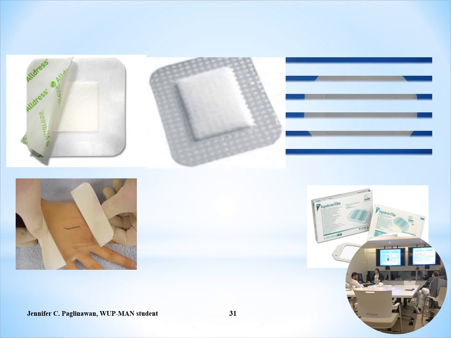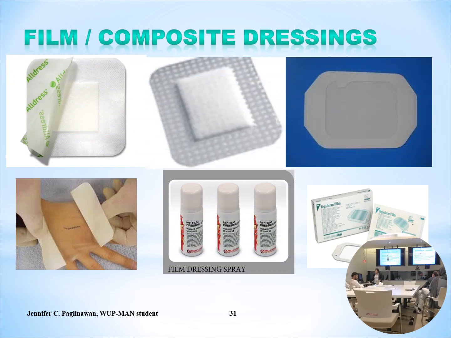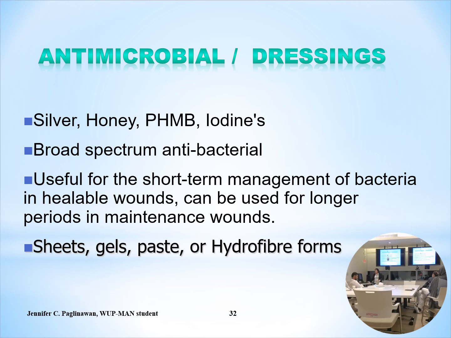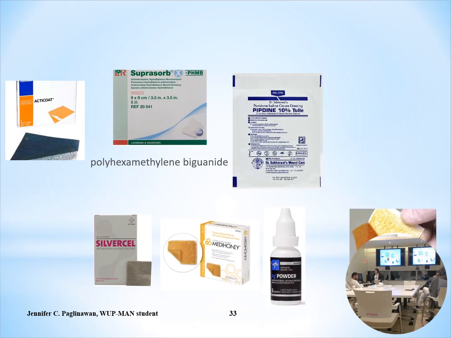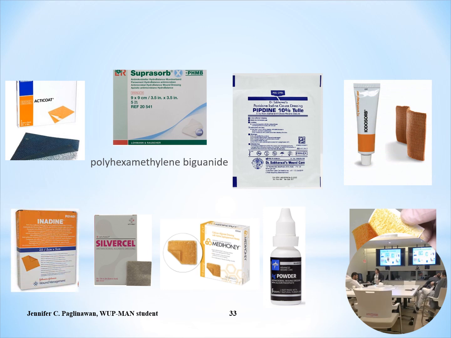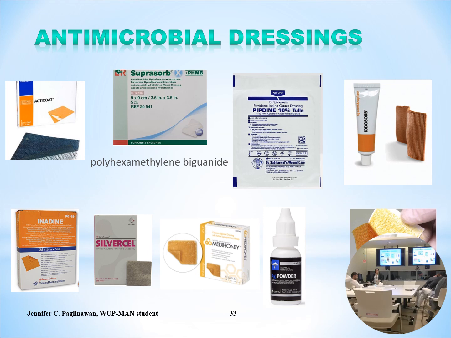We also have some antimicrobial dressing. So we use silver, honey, iodine, broad spectrum antibiotic, useful for the short-term management of bacteria in healable wounds, and can be used for longer periods in maintenance wounds. So we have sheets, gels, paste, or hydrofiber forms. And these are the examples. So we have Iodosorb, we have Medihoney again, Silvercel, and these are my antimicrobial dressings.